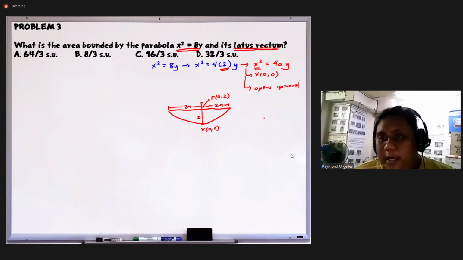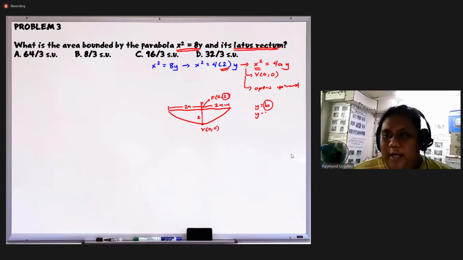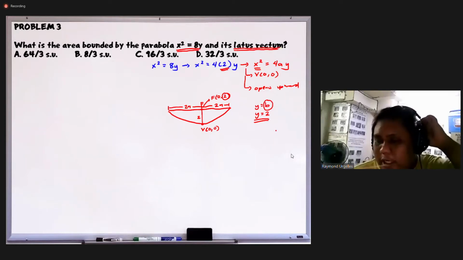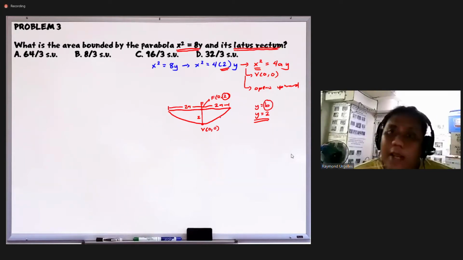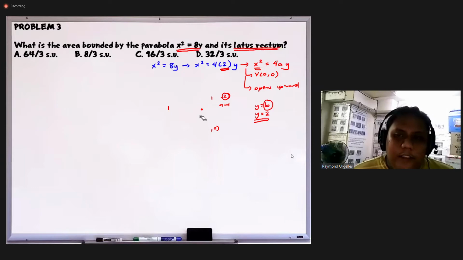Pag horizontal line, ang equation natin is y is equal to some constant b. Yung b na gagamitin natin dito is itong y coordinate ng focus, so 2. Therefore, ito yung ating equation for the latus rectum. Or gamitin na lang natin yung knowledge natin sa parabola para mag-graph. Once alam na natin yung vertex, alam natin na opens upward, tapos alam natin itong value na to, we can easily graph yung parabola natin. So diretso na tayo sa graphing.